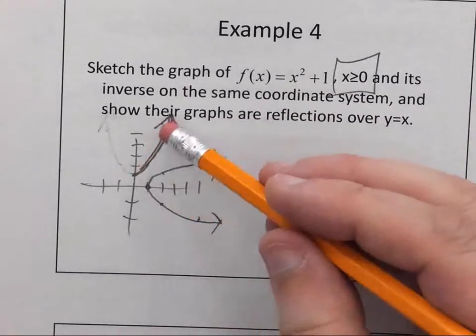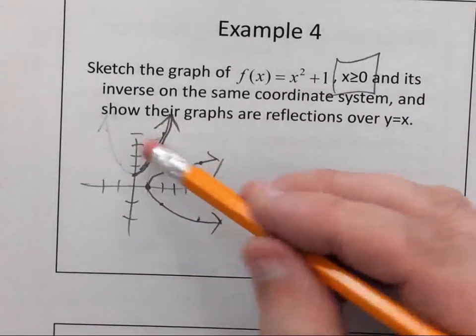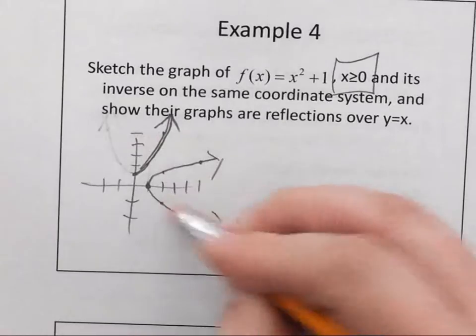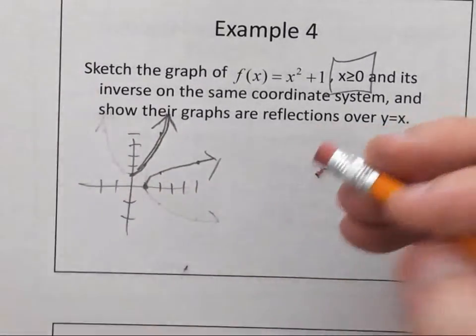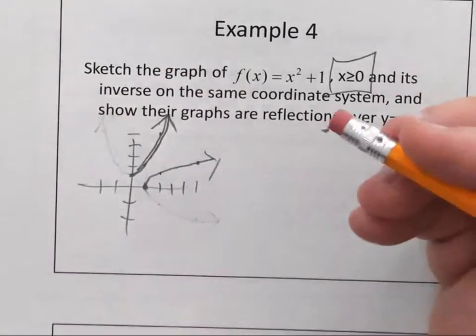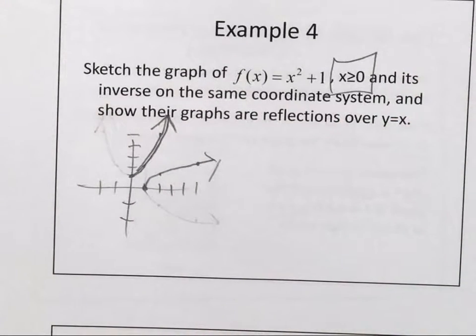So I have the right branch of the parabola. When that reflects, that's still going to be in the first quadrant. So this part goes away as well. Now, if you ignore those two parts, now you can actually have an inverse.